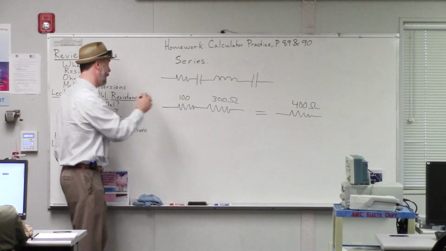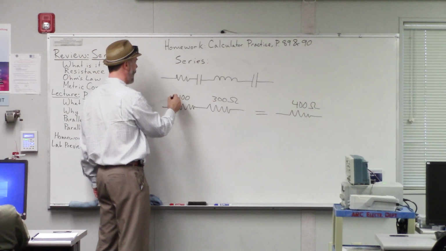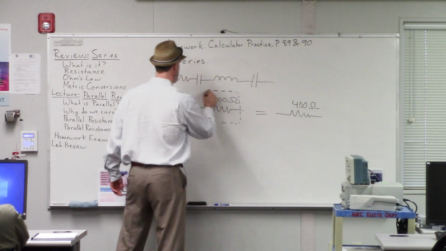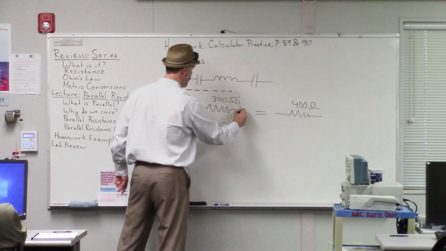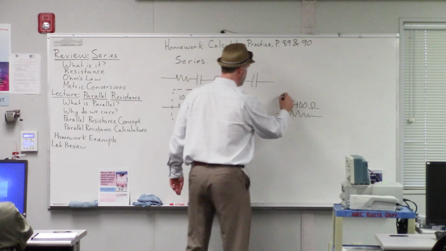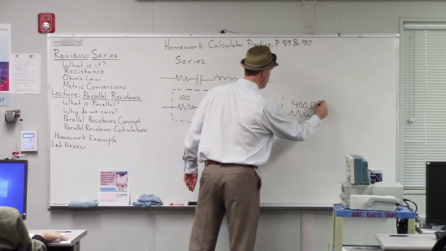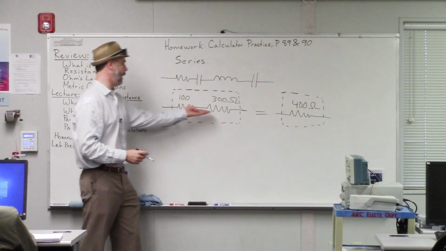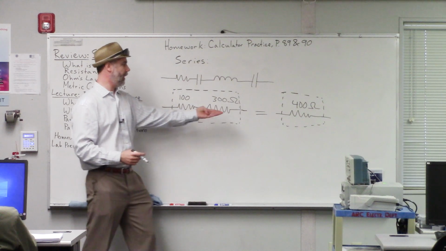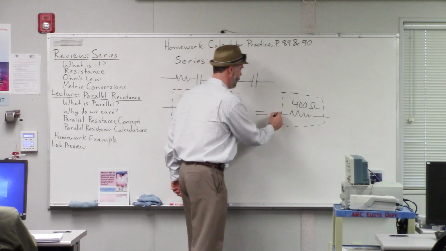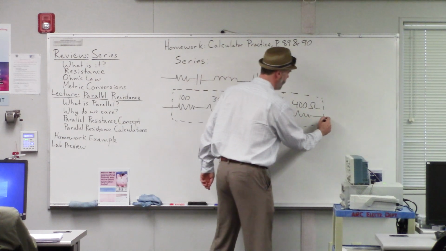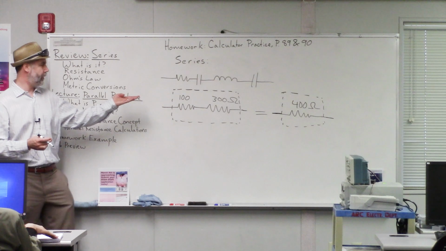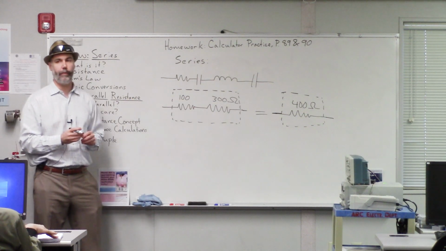Another way to think about it is that if you had a black box and all that was sticking out was the two wires on the ends, and you had two black boxes, one that had a 100 ohm and a 300 ohm resistor connected in series, another one that had just a 400 ohm resistor in it. If you just measured their resistance, there'd be no way to tell which was which. They would appear exactly the same on the meter, okay?